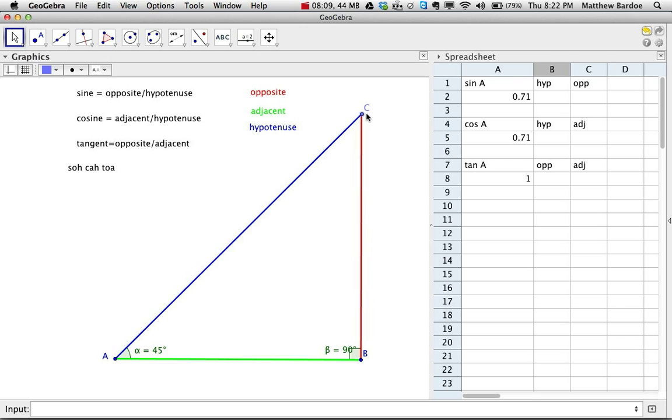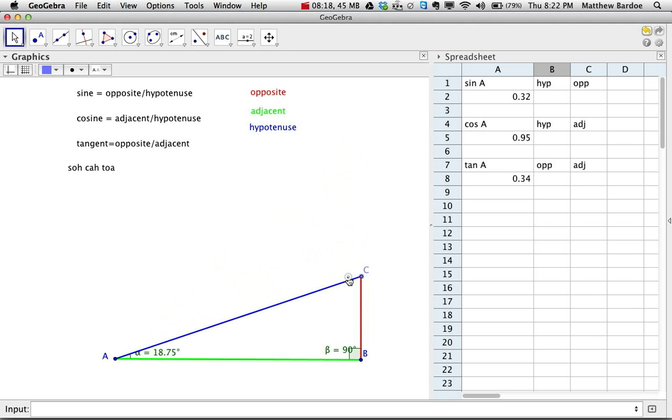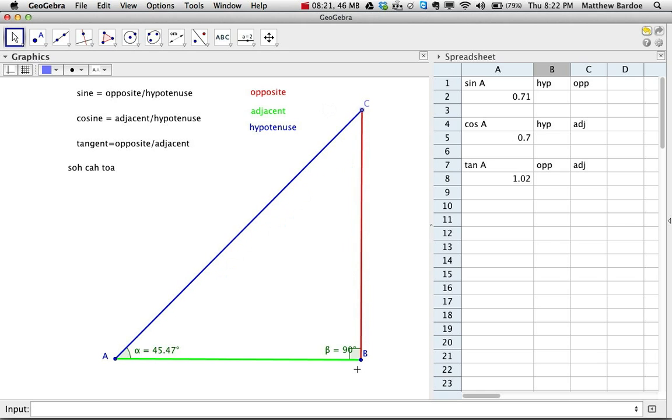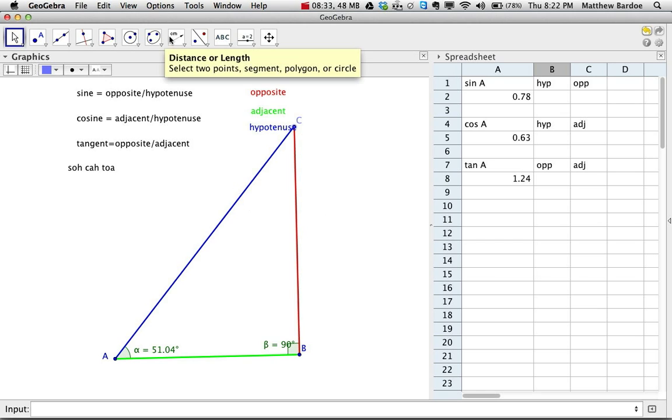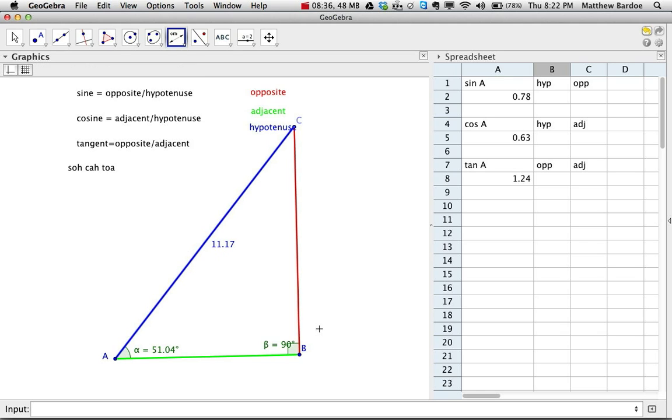So let me just show you one more time how I might use them. This time I'll show you with my calculator. So let me set up a sort of big angle here. How about 51 degrees? And in this case, I'm going to know that my hypotenuse is 11.17. Let's say I wanted to figure out the red side. Which of my 3 functions do you think I should use? I know the hypotenuse, and I want to figure out the red side, which is the opposite.